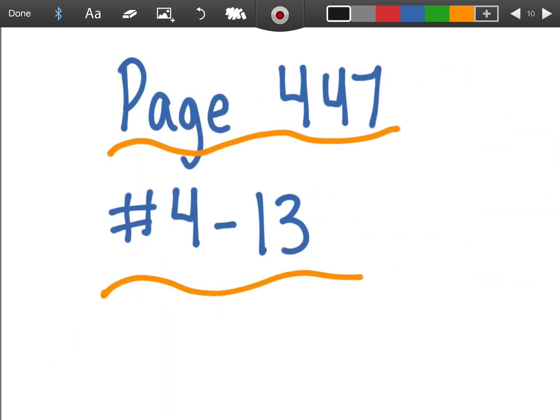My friends, today you are going to do page 447, numbers 4 through 13. Today I'm going to ask that if you possibly can, if you or your parent can take a picture of page 447 and upload it to our Google Classroom, just so I can check and make sure you guys are on the same page as us, and make sure before we move on we all understand.